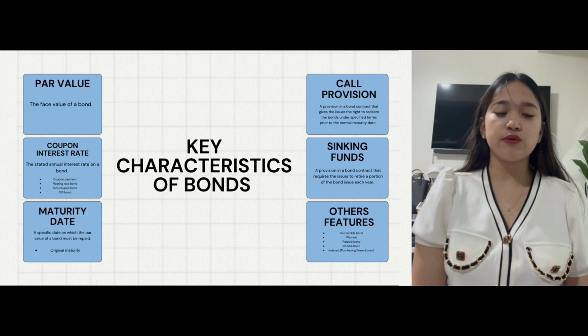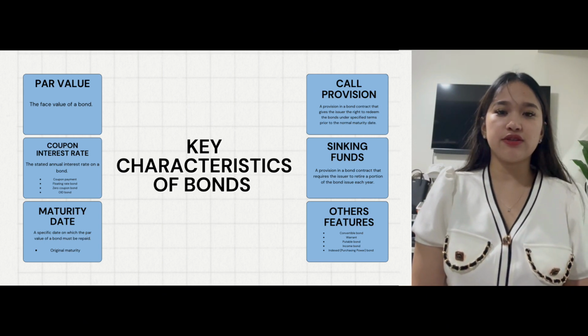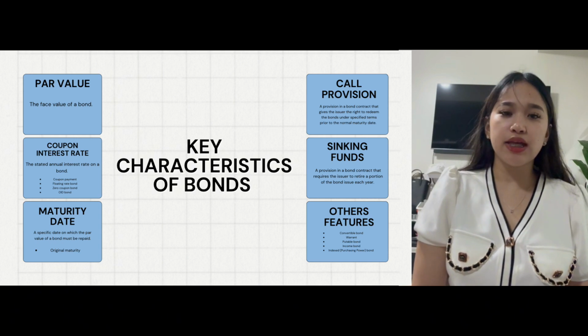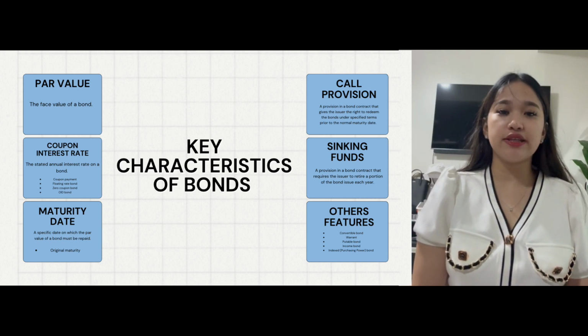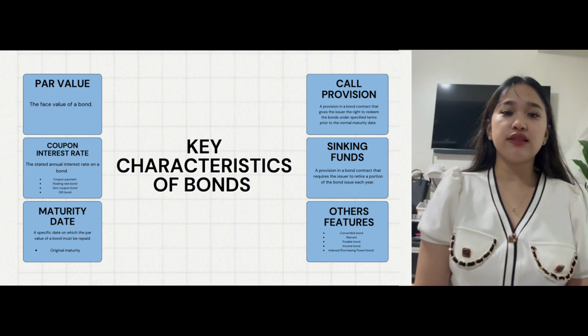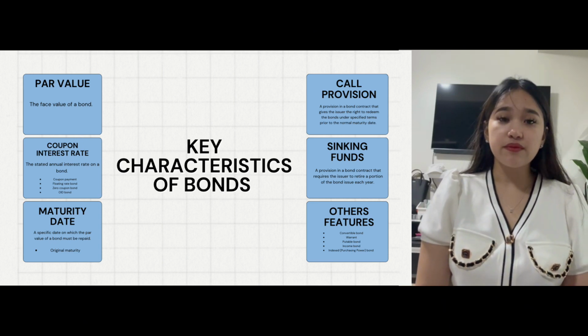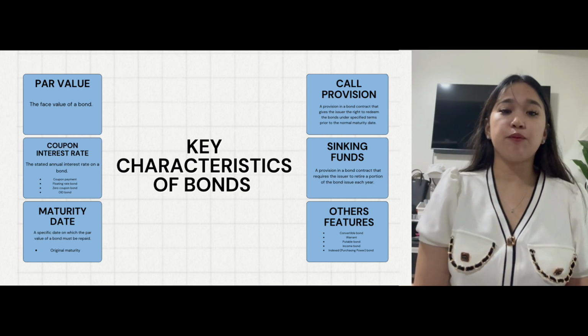Differences in contractual provisions and in fundamental underlying financial strength of the companies backing the bonds lead to differences in bond risk, prices, and expected returns. To understand bonds, it is essential that you understand the following terms. The first one is par value.